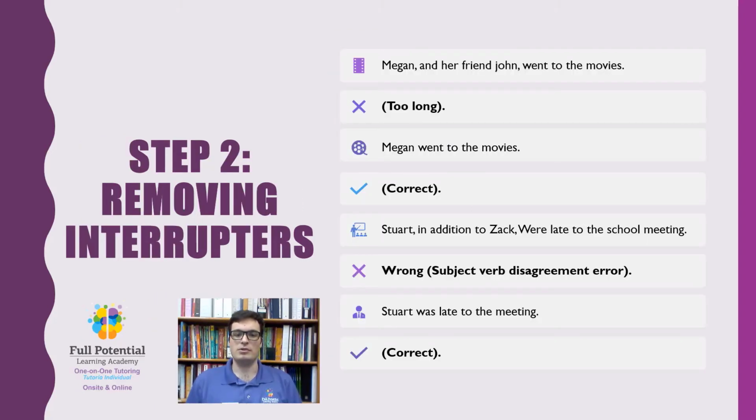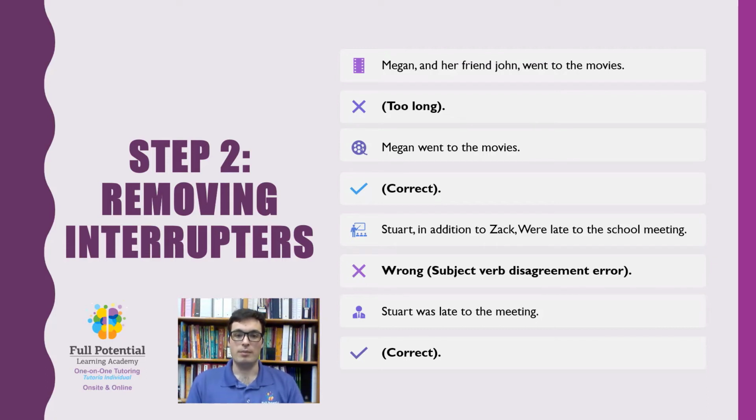The second step to trimming sentences is removing interrupters from the sentence. Now, interrupters are phrases in the middle of the sentence that give more details to the subject. However, sometimes it's either too long or it could lead to subject-verb disagreement errors, like in the last lecture. Our examples to the right help us go over how to correct for them.